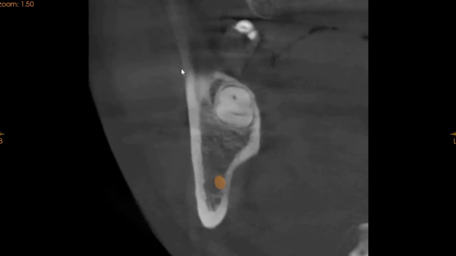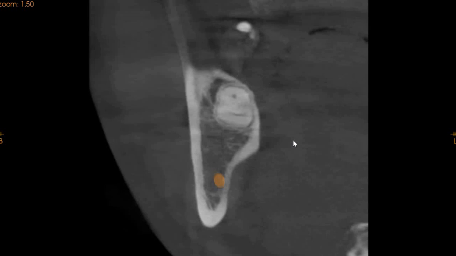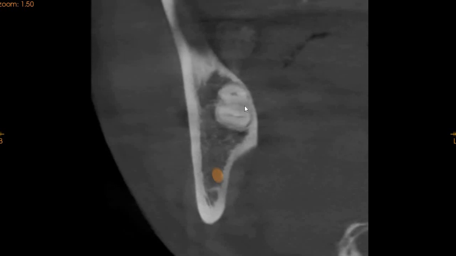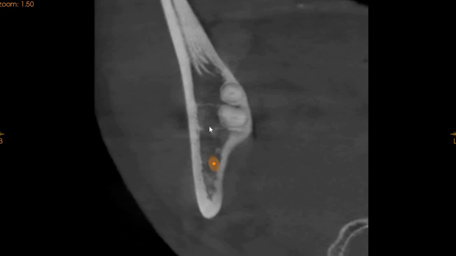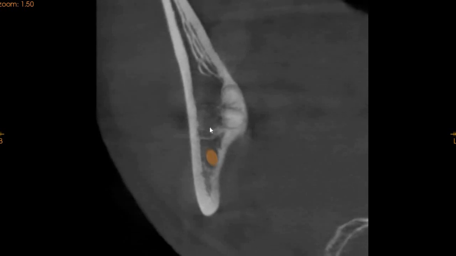But as we are moving distally, these are the roots. The roots are placed more lingually. This is the buccal region. The lingual fossa is deep. The tooth is, however, very far from the nerve so far. But as we are moving towards the apex, we can see that the nerve will travel up along the ramus.